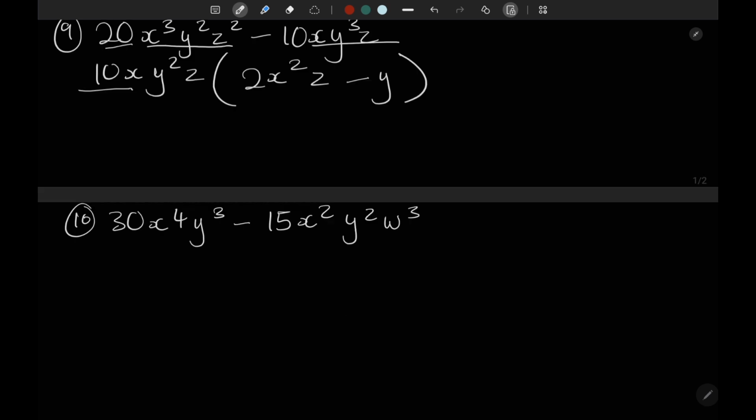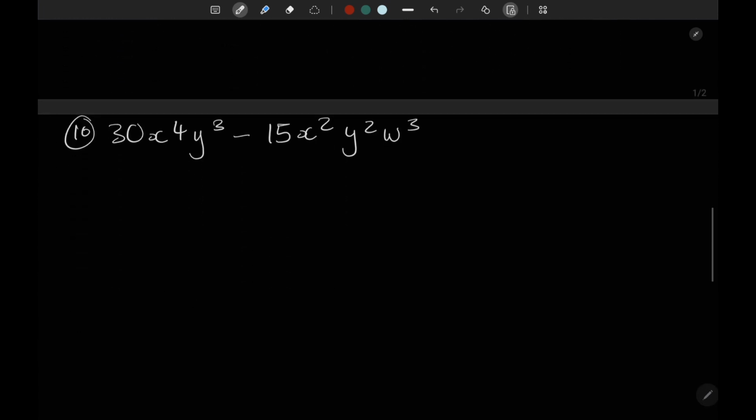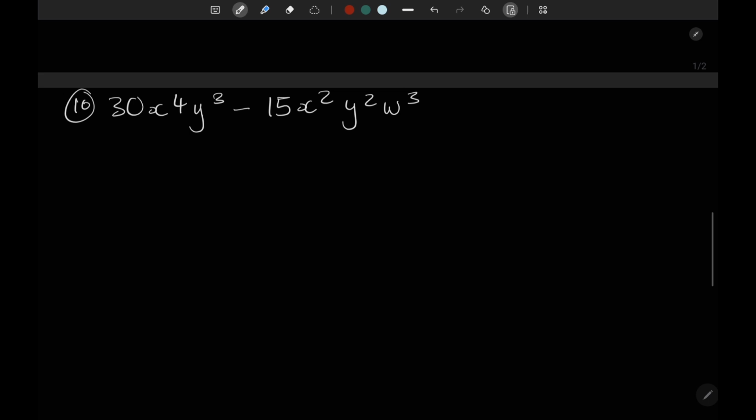Let's do 3 more. Number 10, 30x to the power 4 y cubed minus 15x squared y squared w cubed. What's the first step? First step is to find the highest common factor. Which number can go into 30 and 15 without leaving a remainder? It's 15. So 15, let's move to the variables. We have x to the power 4 y cubed, and we have x squared y squared w to the power 3.